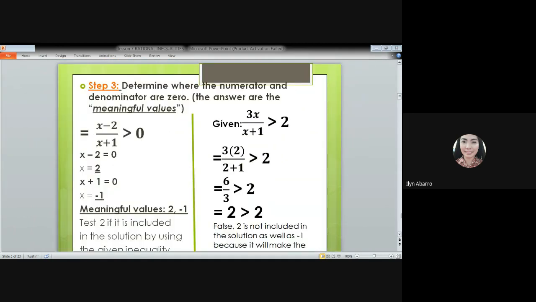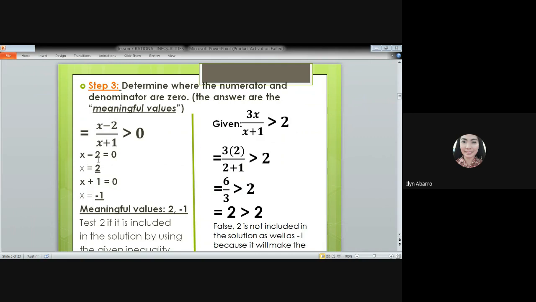Step 3, determine where the numerator and the denominator are 0. The answers here are what we call the meaningful values. Okay? So, i-equate daw natin into 0 yung numerator and the denominator. Okay, the answer from step 1 is (x - 2)/(x + 1) > 0. So our numerator here is x - 2. In step 3, it is stated there that we have to equate it to 0 and find the meaningful value.